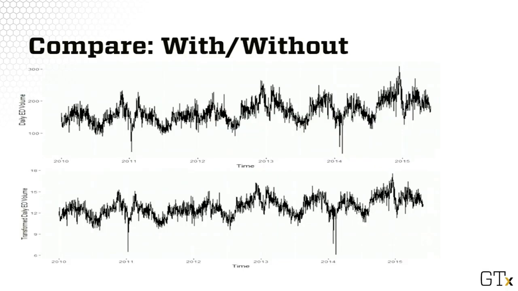This slide compares the time series without transformation in the upper plot versus with transformation in the lower plot. The pattern is generally similar, with trend and cyclical trend and outliers at similar time points. The main difference is that there is a reduction in the variability.